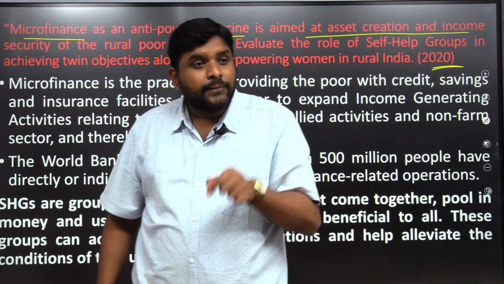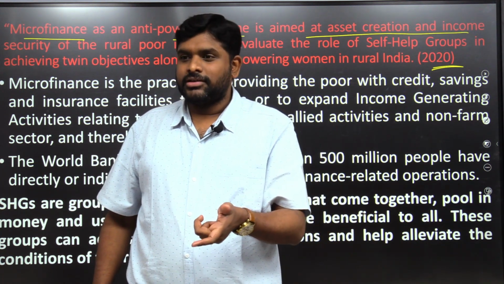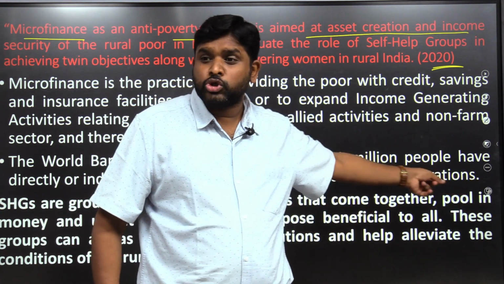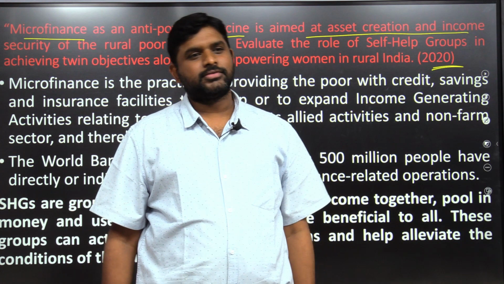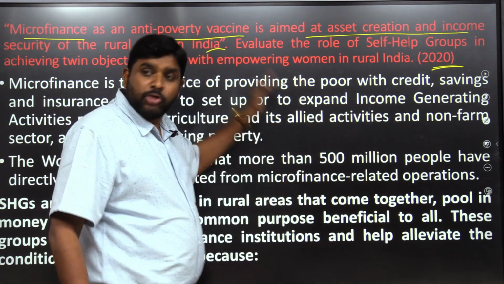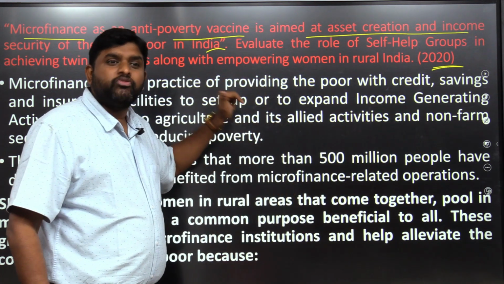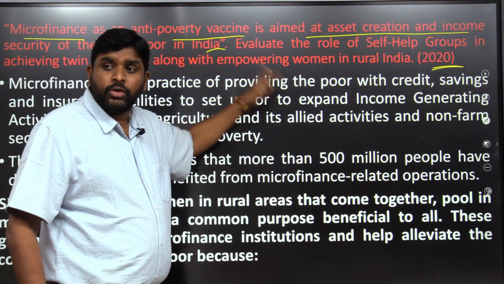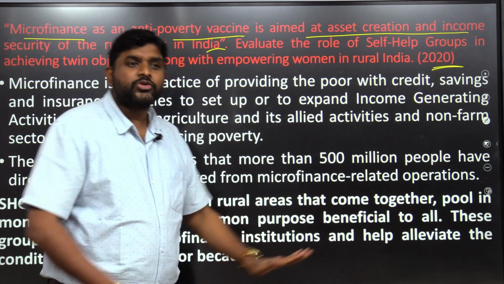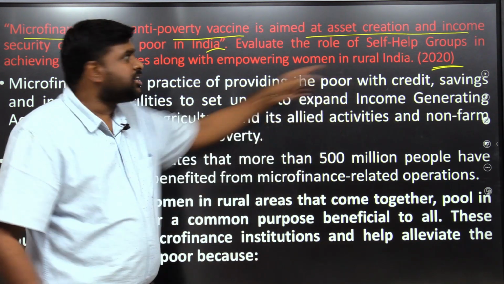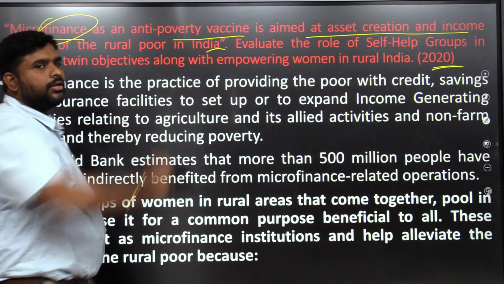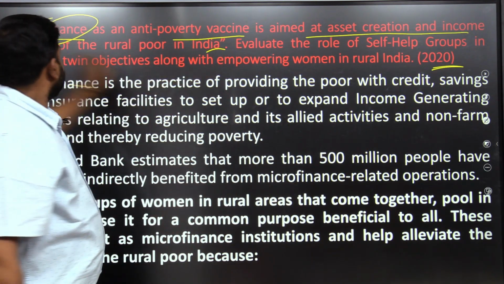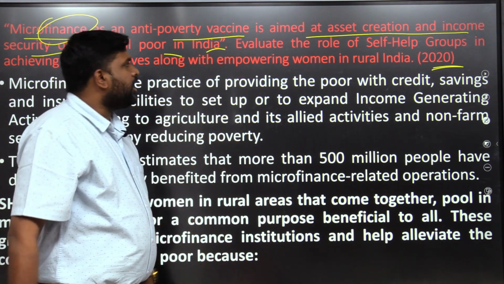Now it is acting like a vaccination. Anti-poverty vaccination. If not, I am pushed into poverty. Why? Because I used to go near money lenders. So the question is indirectly asking about money lenders. Exploitation of money lenders. When money lenders are there, there is exploitation of the rural poor and they will be pushed more into rural poverty. But now there is a vaccination by the name of microfinance. Asset creation and income security of the rural poor in India.